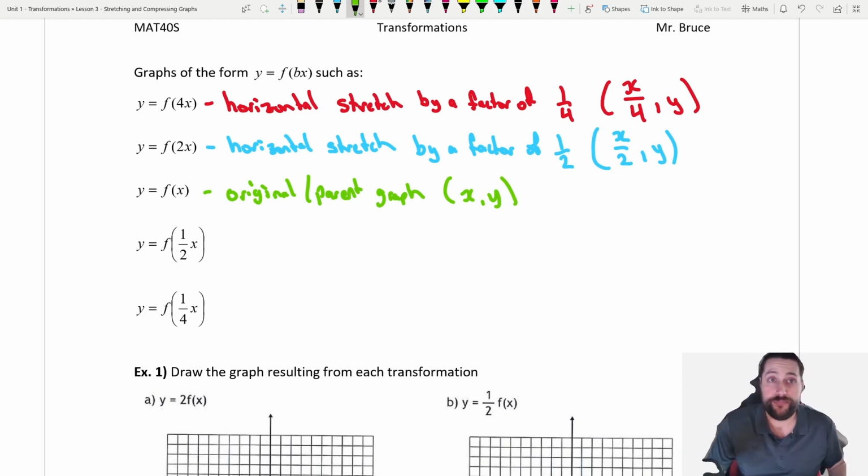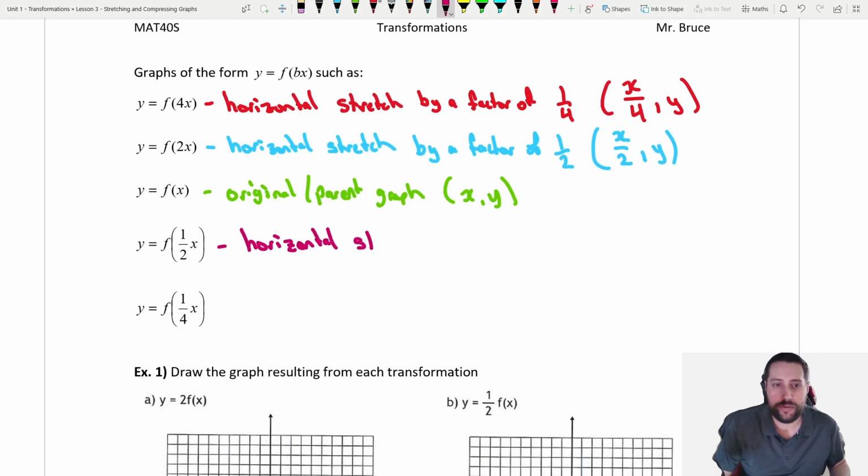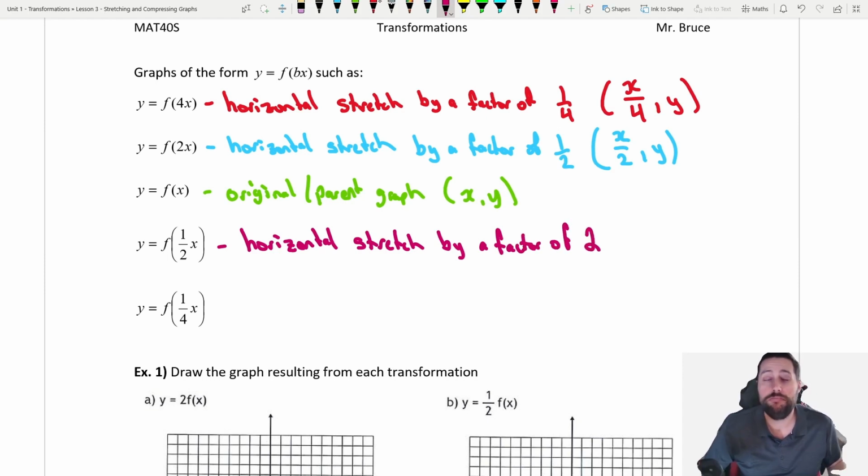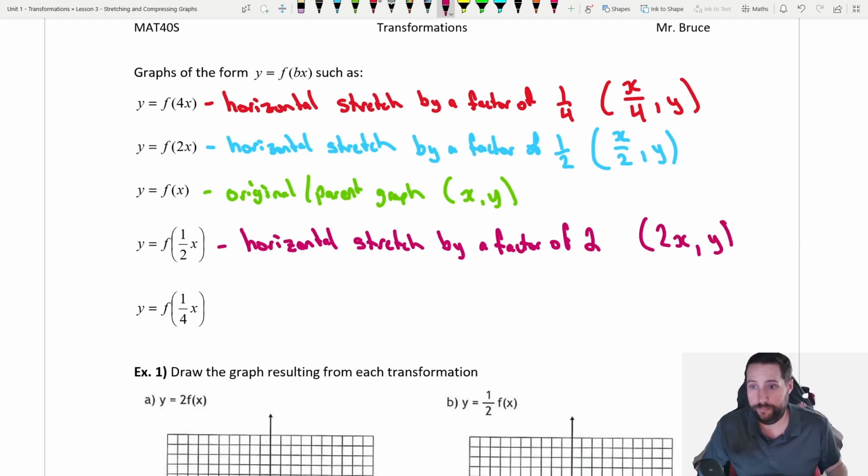The next one we have is y is equal to f of 1/2 x. Okay, so this one is going to be a horizontal stretch by a factor of 2, because we have taken the reciprocal of 1/2. And the reciprocal of 1/2 is going to be 2. So that means it's going to be 2 times x and leave y alone.